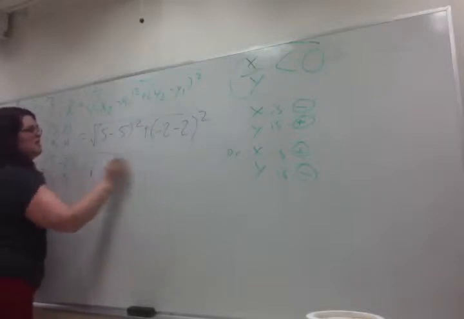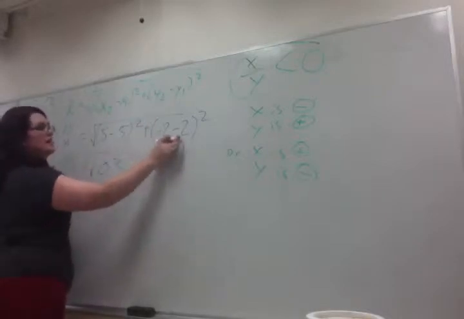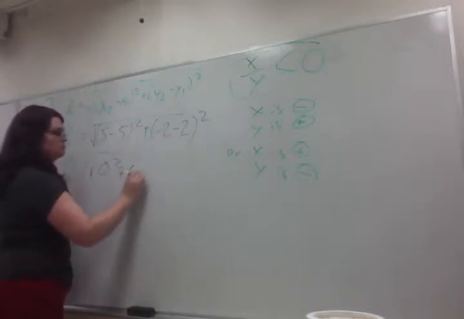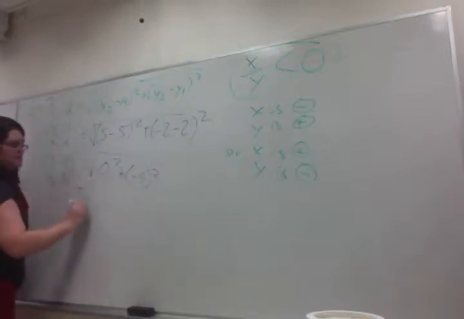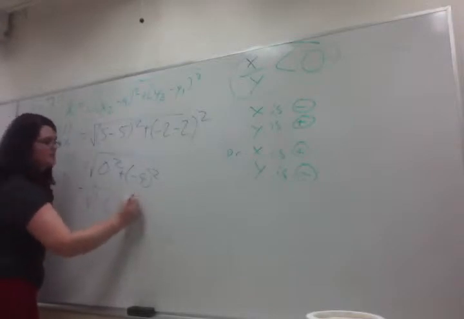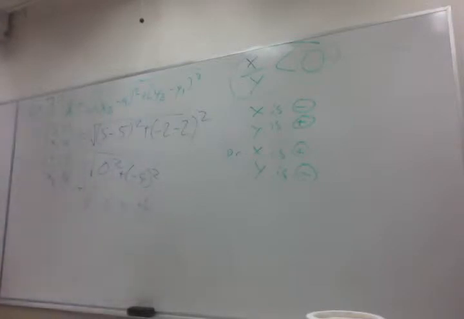So 5 minus 5 is 0. Negative 2 minus 2 is negative 4. Negative 4 squared is 16. 0 plus 16 is 16. Square root of 16 is 4. So the distance between these 2 points is 4.